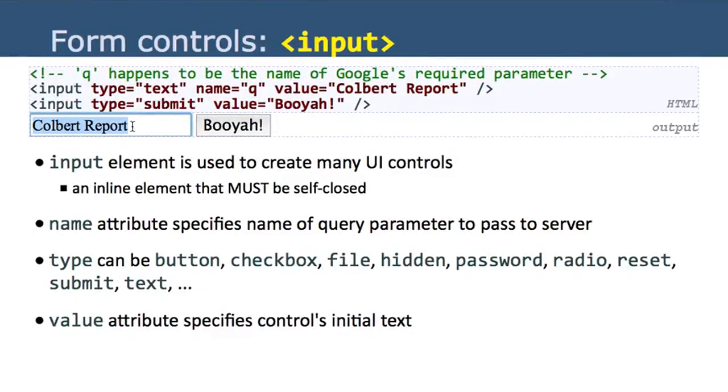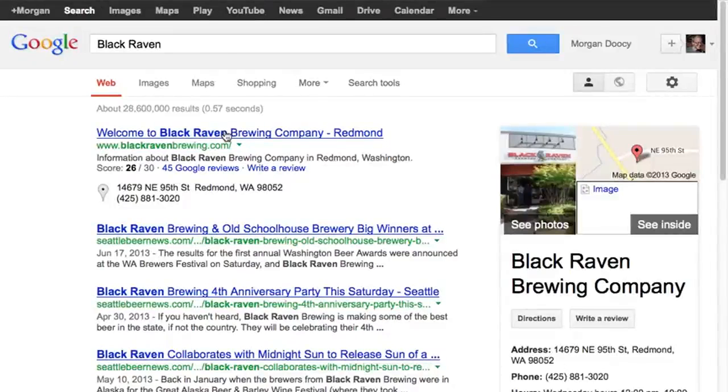So if I say Black Raven, and I hit Booyah, it took me to this URL, google.com/search?q=Black Raven. And it did that just because that's what the browser is configured to do for form controls.